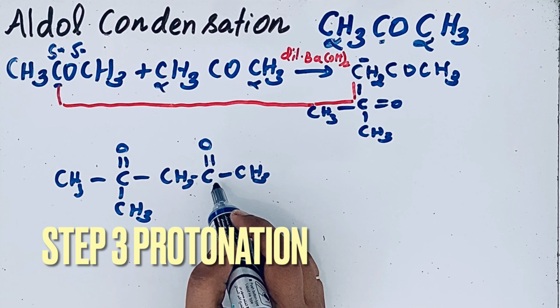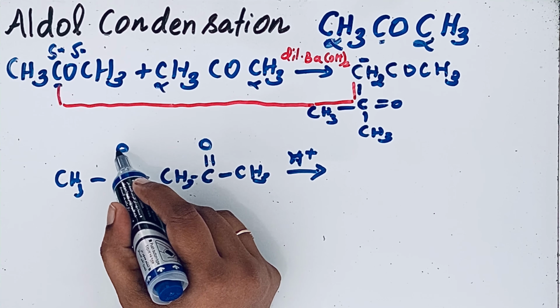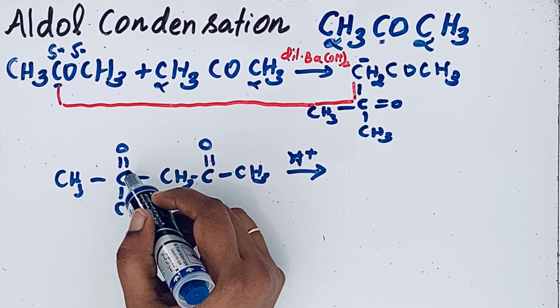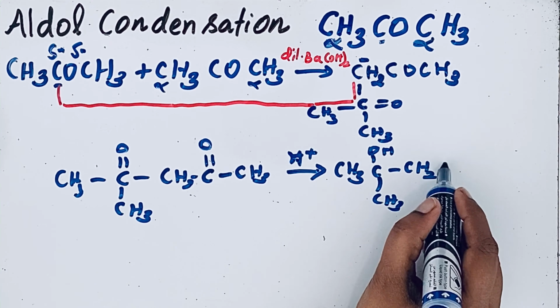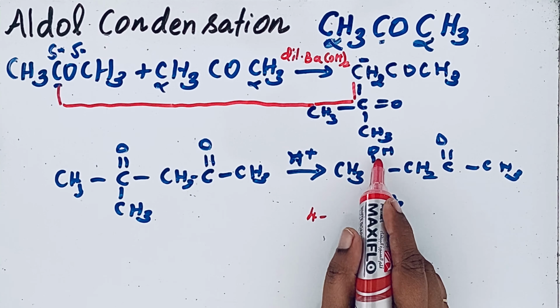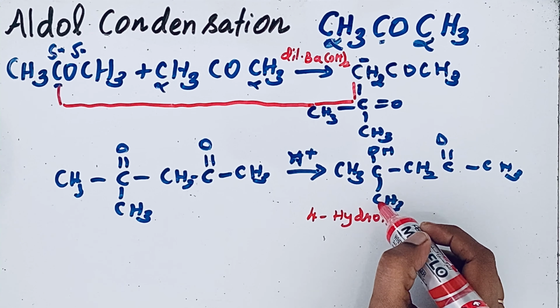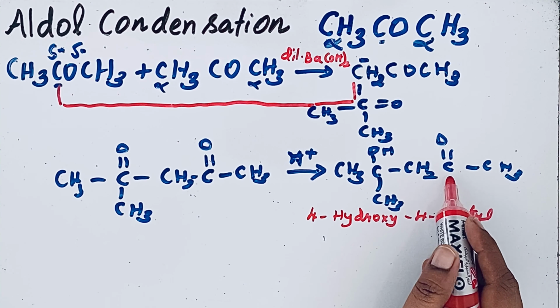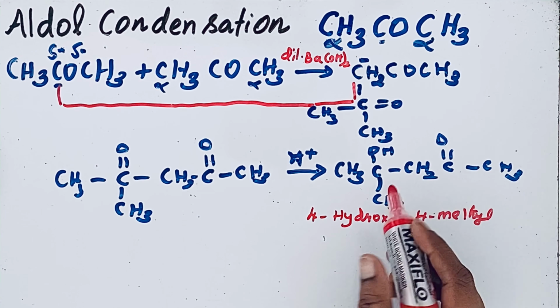Now this compound undergoes protonation. The H plus will attach to this oxygen and form the alcohol, that is, the ketol formation. CH3, C, this will form the OH group, and then here CH2, here CH3, then C double bond O, CH3. So we can name that compound: in the fourth position, hydroxy group, so 4-hydroxy, and in the fourth position we also have the methyl group, 4-methyl. The CO group is in the second position. So 4-hydroxy-4-methylpentan-2-one.